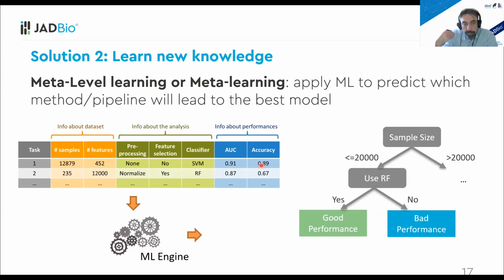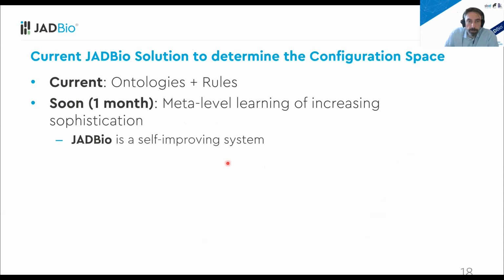So then we can apply machine learning on the results of machine learning. That's why it's called meta-level learning or meta learning, and induce new models and new rules and new knowledge about when to apply an algorithm, in which situation to apply an algorithm and expect good results. So we use both of these solutions in JADBio, and that makes JADBio a self-improving system.